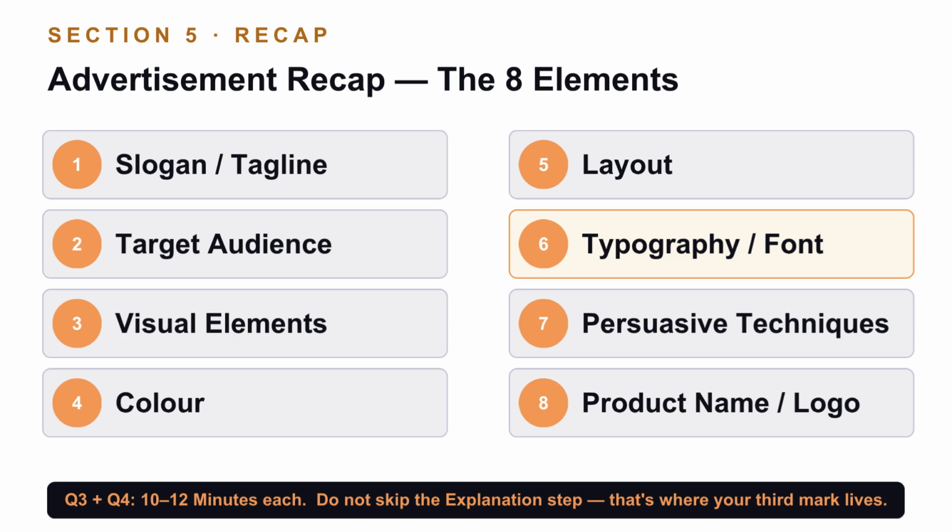Number 3, visual elements: the image and the emotion it creates. Number 4, color: the psychological choice. Number 5, the layout: what the eye sees first and why. Number 6, typography: what the font communicates. Number 7, persuasive techniques: name it, quote it, and explain the effect. Number 8, product name and logo: how the brand identifies itself.